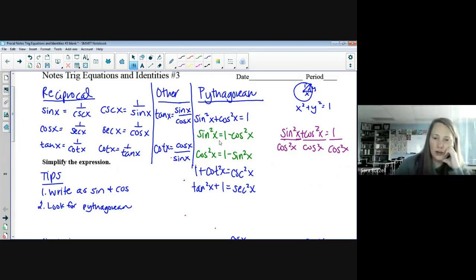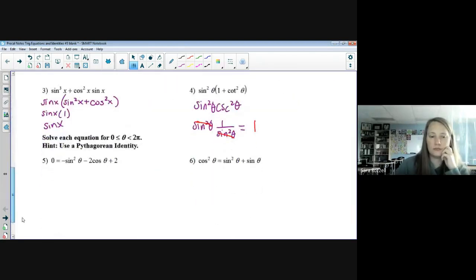So I saw a sine squared. I'm going to replace it with 1 minus cosine squared. You want me to do x's? I can do x's, that's fine.